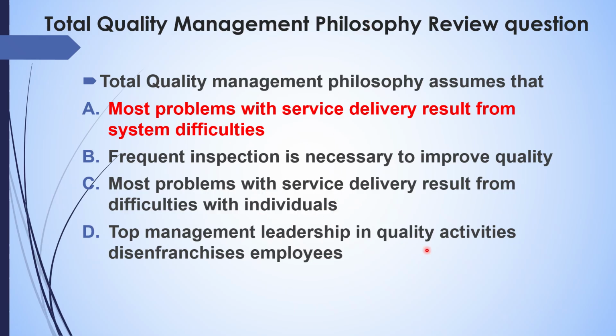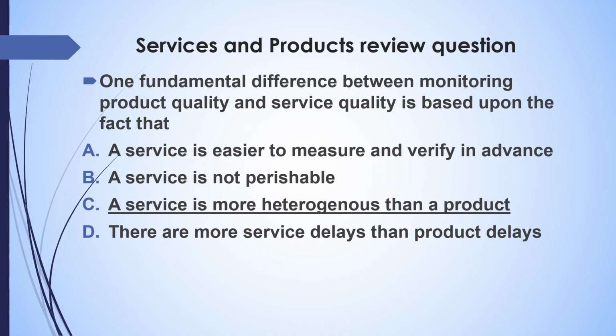Top management leadership in quality activities disenfranchise employees. That's also incorrect. So the correct answer is the problems with the service delivery results from system difficulties. Always, total quality management says the service delivery problems result from system difficulties.